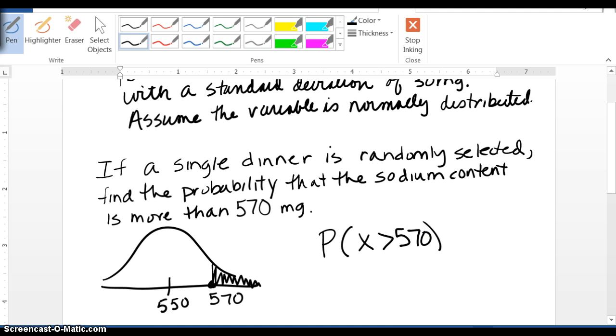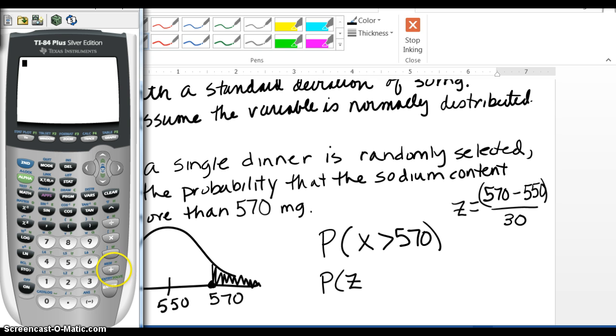So we'll have to standardize it. We have to make a z out of it. And we use the formula that we've been using. You find your z by taking 570 minus the mean, 550, and then dividing it by the standard deviation. I'm going to use my calculator. So 570 minus 550, and then I'm going to divide it by 30. The z is 0.6666, so I'm going to call it 0.67.